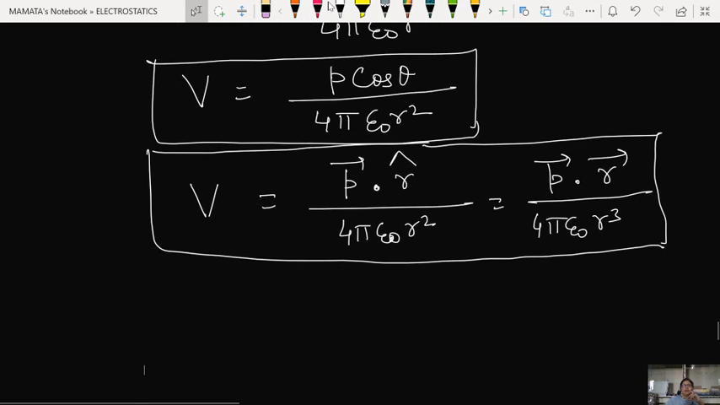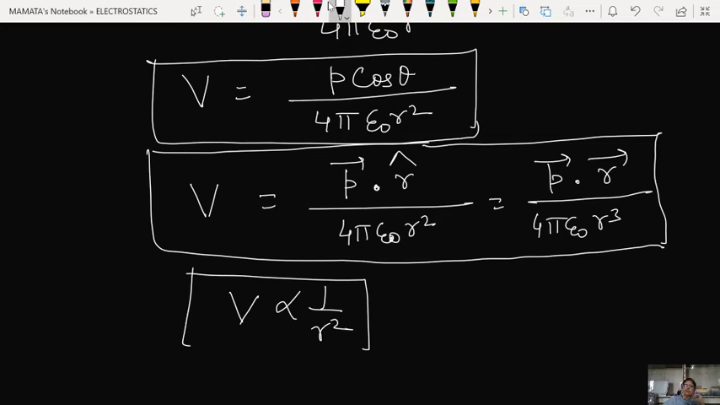Now students, what are the quantities on which the potential due to an electric dipole depends? First is the dipole moment. Second is cos of the angle between the position vector and the dipole moment. And third is the distance between the center of the dipole and point P. It means from this formula we can say V is inversely proportional to r square.